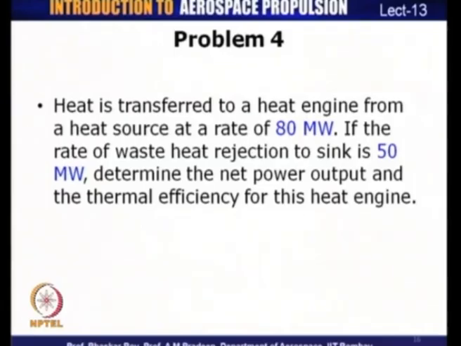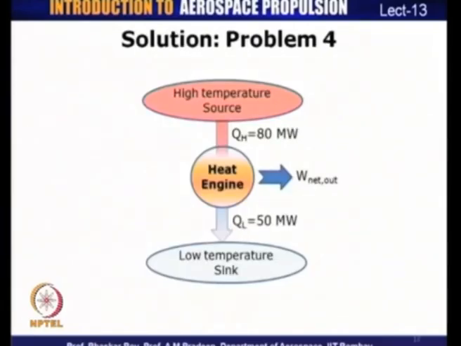So, in this problem, if I were to illustrate it here, there is a heat engine which is operating between a high temperature source and a low temperature sink. And so, the rate of heat transfer from the high temperature source to the heat engine is 80 megawatts, and then the heat engine rejects some amount of heat to the sink at a rate of 50 megawatts. So, we need to find out what is the net work output and the efficiency of this heat engine.